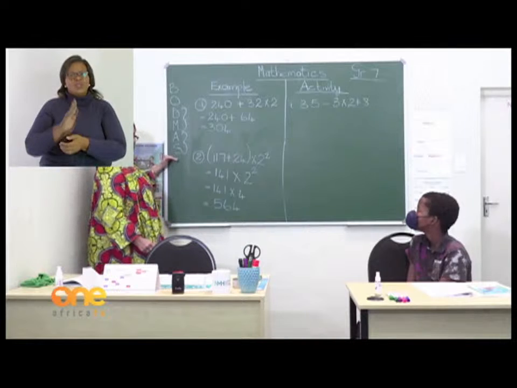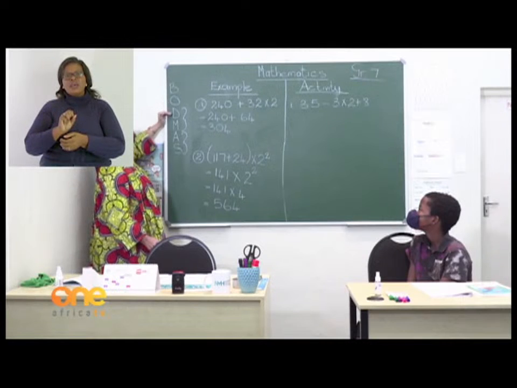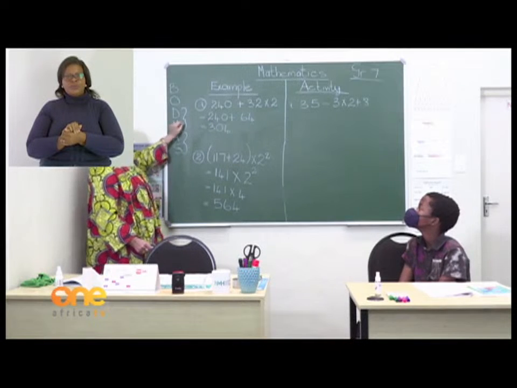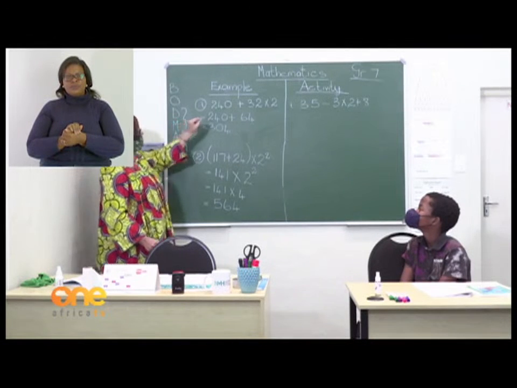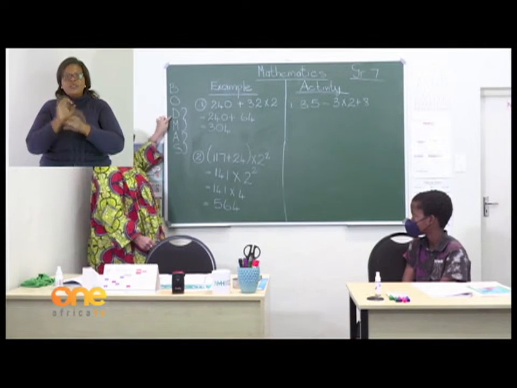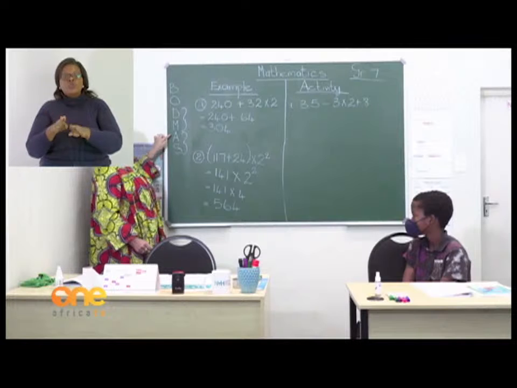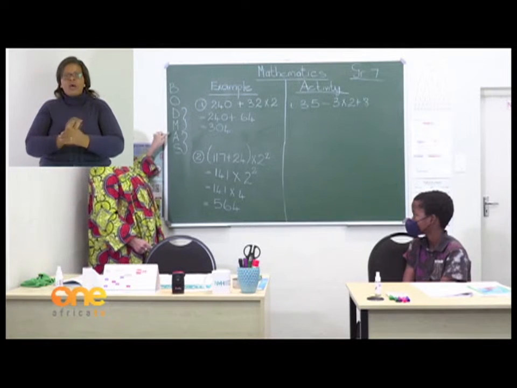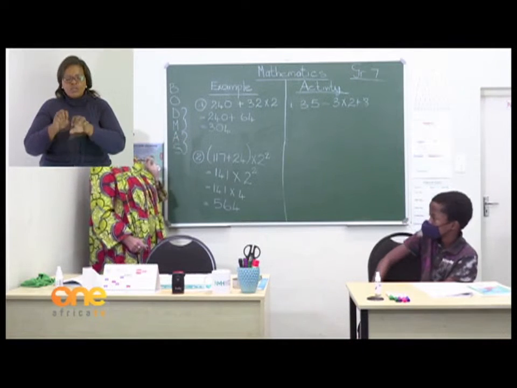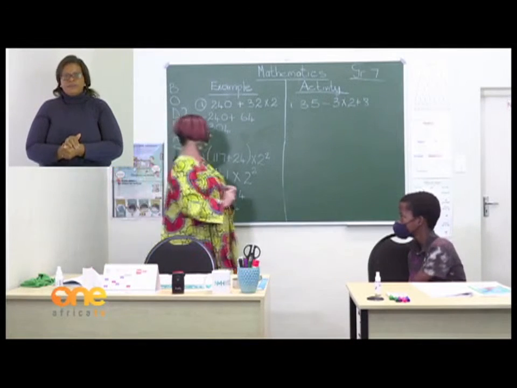According to BODMAS, again, brackets, of or order or exponent, division, multiplication from left to right. This means the one that we find in the sum first. So if we first have division, we do that first. If we first have multiplication, we do that one first. The same goes for addition and subtraction. It does not matter which one you get first in the sum. They go hand in hand. They are friends. They go together. They work together. Whichever one we find first.